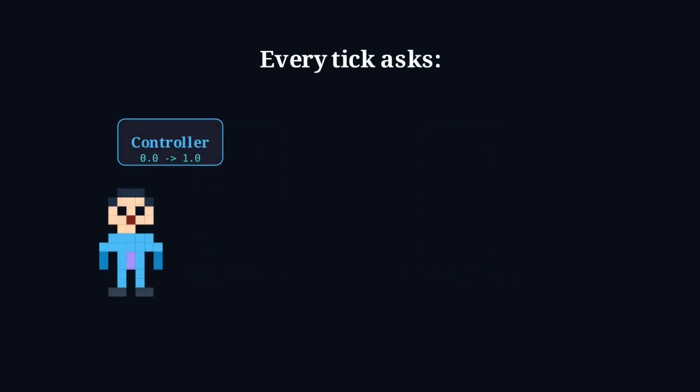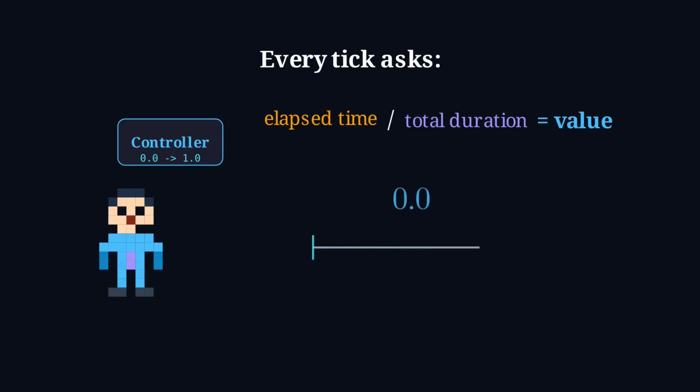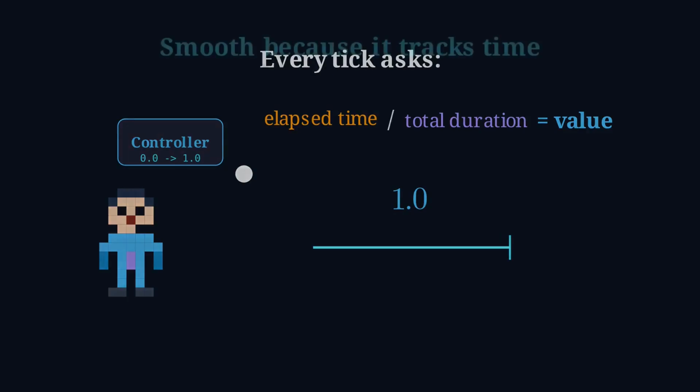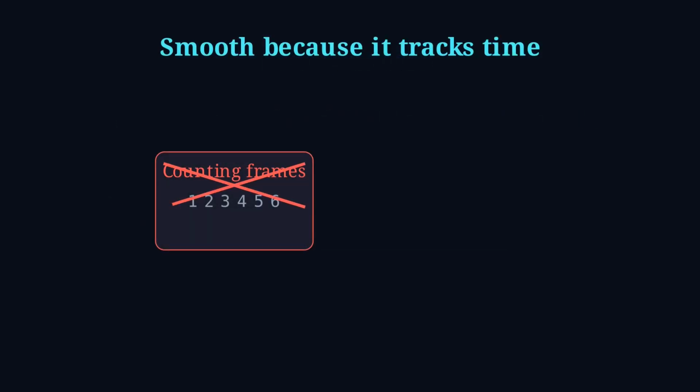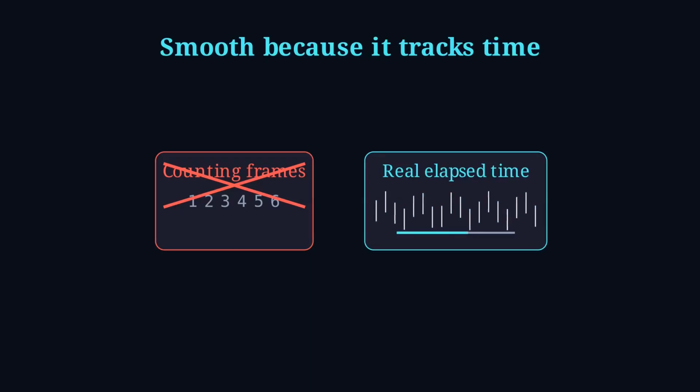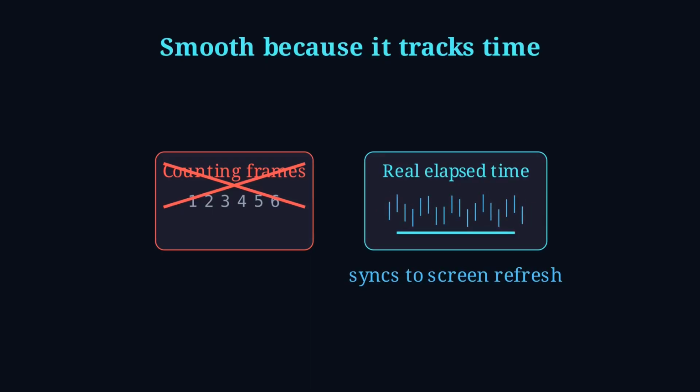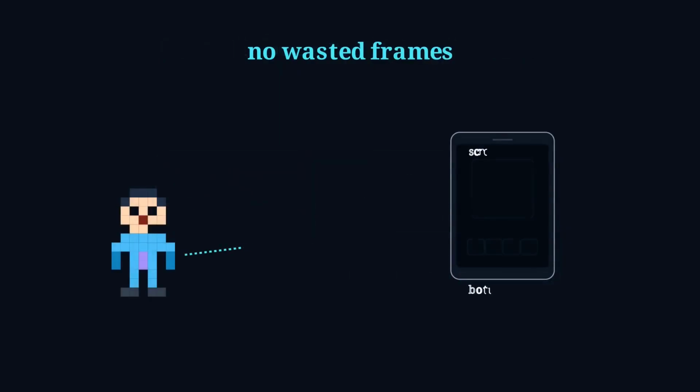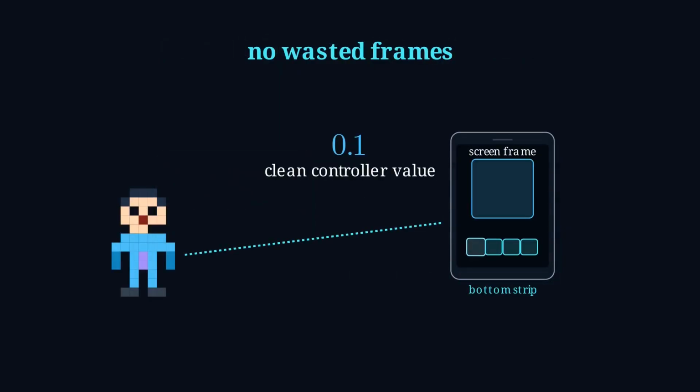Every tick, the controller asks one question. How much time has passed since I started compared to my total duration? And updates its 0.0 to 1.0 value accordingly. This is why your animations stay buttery smooth, even if the frame rate changes. The controller isn't counting frames, it's tracking real elapsed time and syncing to the screen's own refresh rhythm. No wasted frames, no drawing when nothing's actually going to be seen.